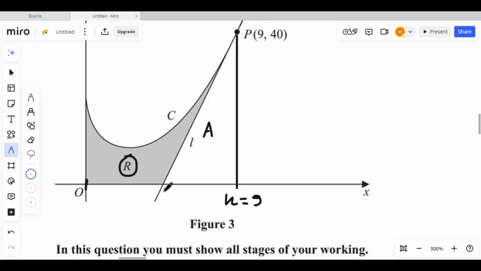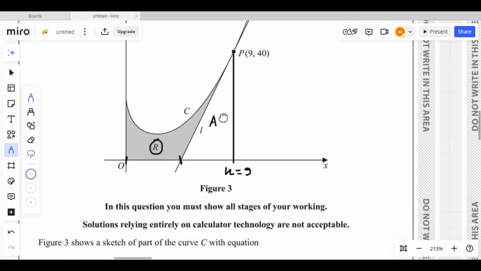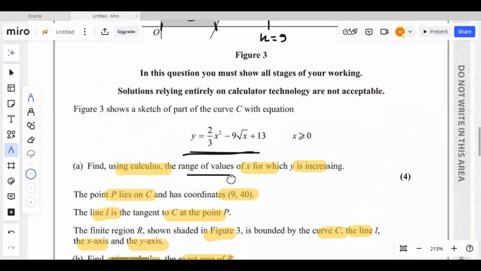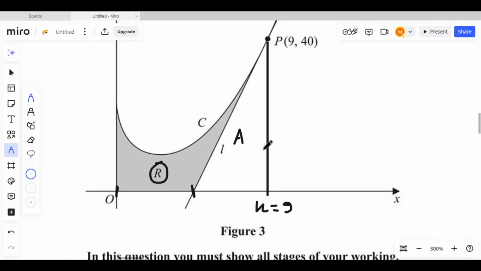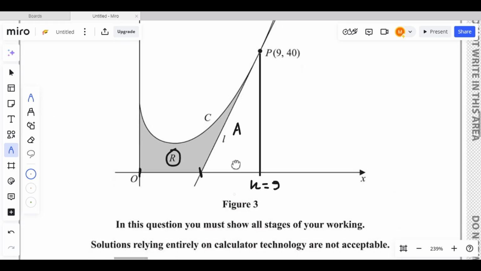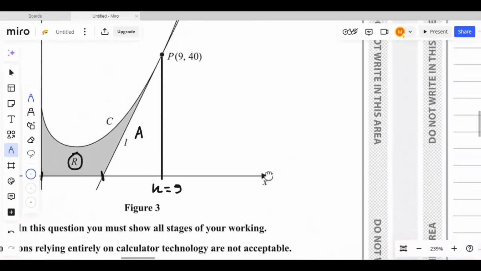At first, you need this x coordinate. How can we find that? The equation for line L is not given there. We need to figure it out at first. So for the equation of a line, we need the gradient. And we already have the coordinates of point P. At first, figure out the gradient.